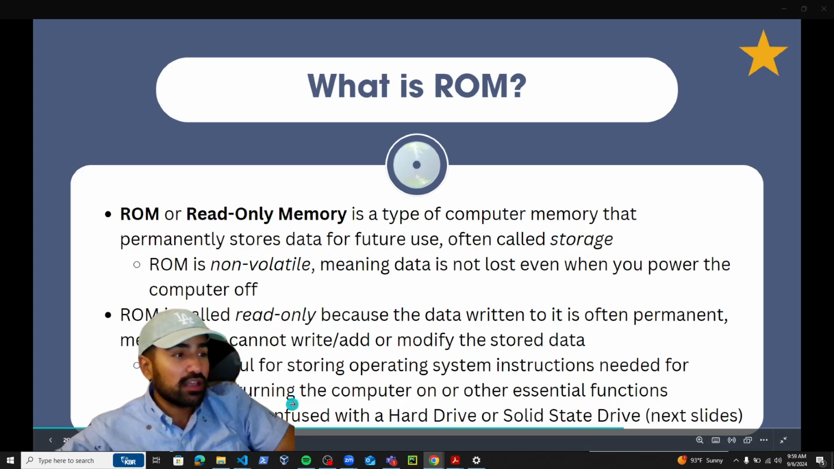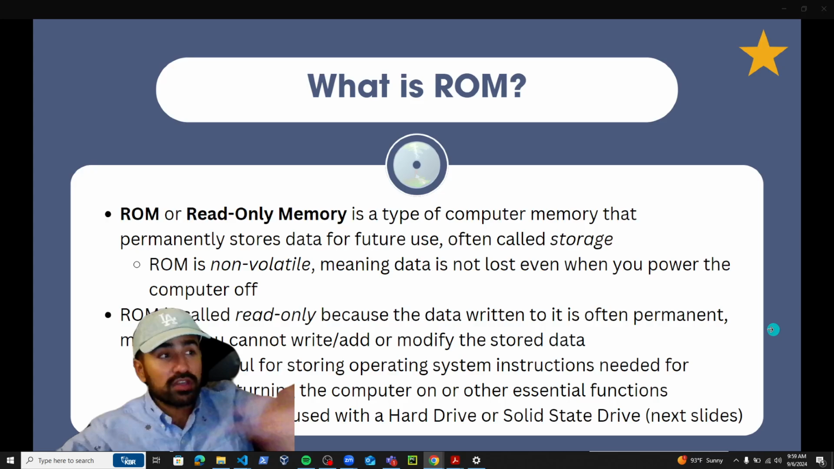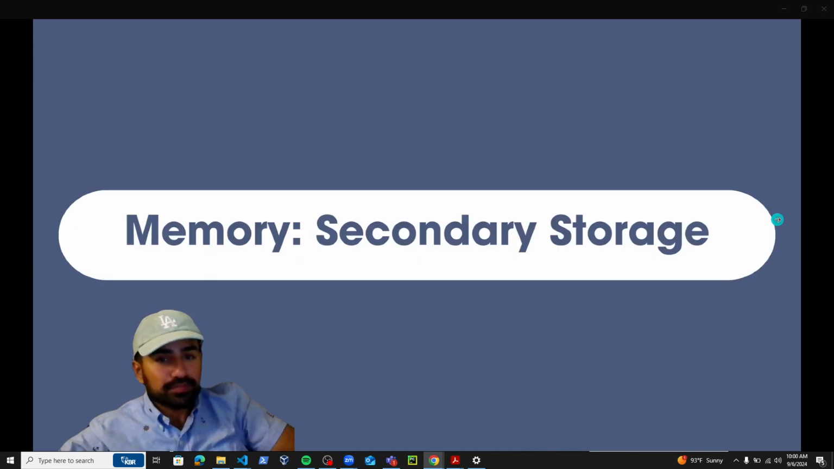So this is not, like I said, to be confused with the different type of storage where you typically put your personal data: documents, photos, music, etc. We'll be covering that type of storage in the next slide. This type of storage you can't change. It has all the instructions the computer needs to function properly.